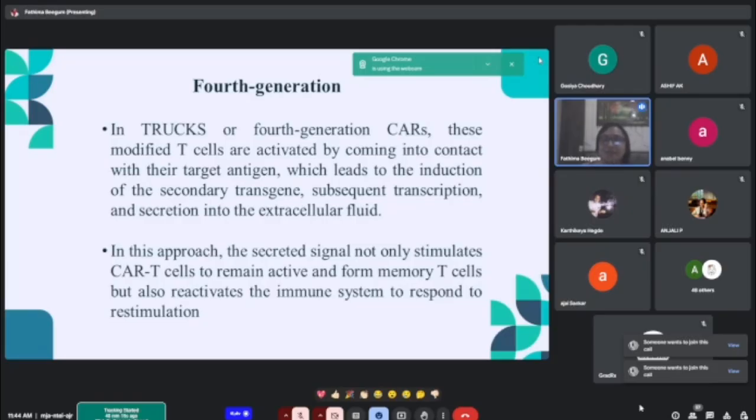So this CAR is the important thing, a very novel approach and a very good approach for treating a large number of diseases because it has that cytokine region which enhances its efficacy.